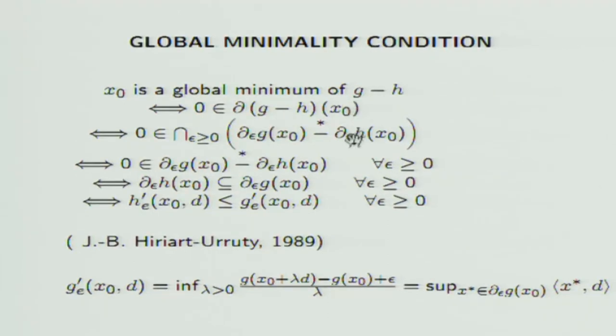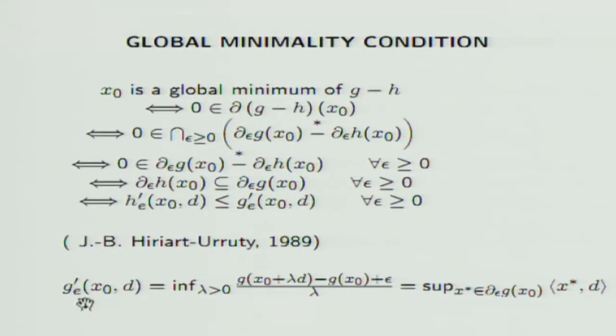Now, the next step is using the formula we have just obtained. 0 belongs to the intersection means 0 belongs to every set in the family. And 0 belongs to a star difference means the second set is contained in the first set. Or equivalently, we have an inequality between the support functions. The support function of the epsilon subdifferential is the so-called epsilon directional derivative, which can also be expressed by means of this infimum. Like in the case of the exact directional derivative, epsilon equal to 0.